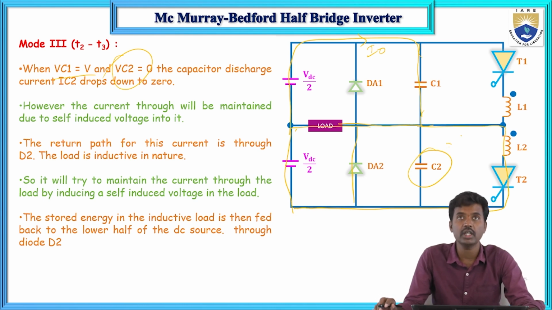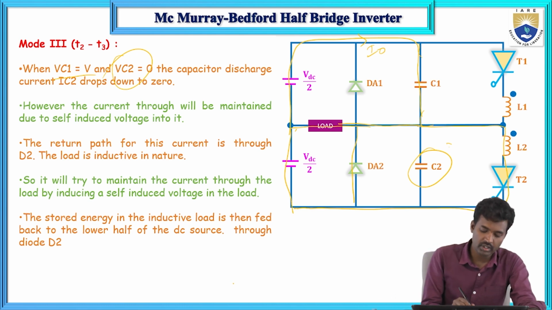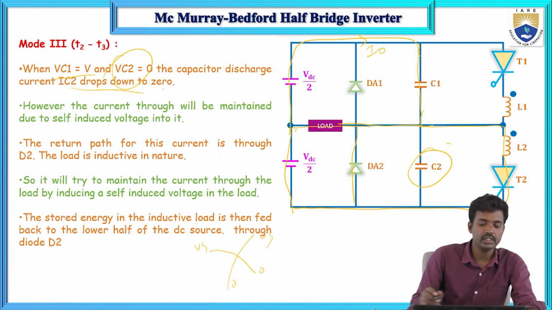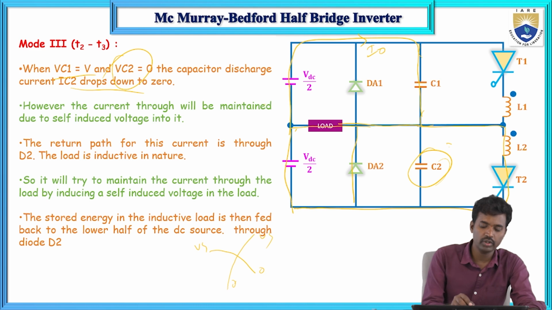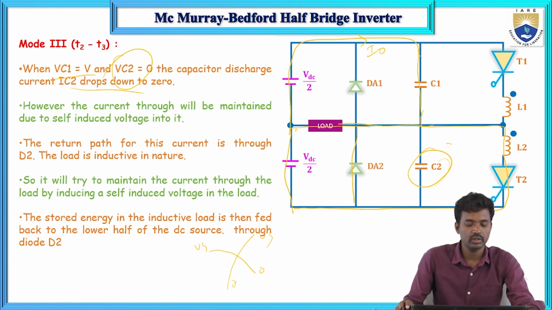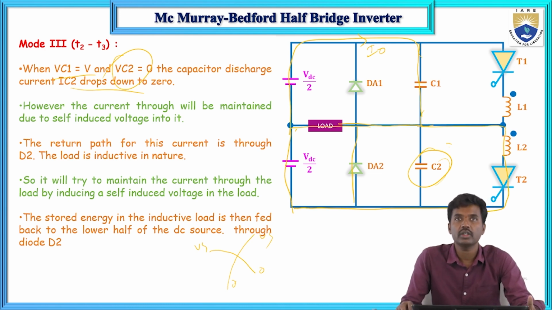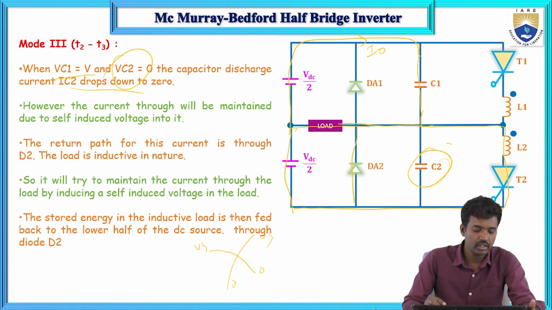It is just discharging up to 0. So capacitor C2 will discharge to 0 from Vs, and capacitor C1 increases from 0 to Vs. Now IC2 drops down and it will not conduct, and the current flowing will be maintained at I0. That is due to the self-induced voltage in it. So the return path for this is D2.